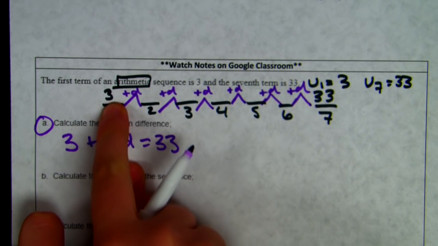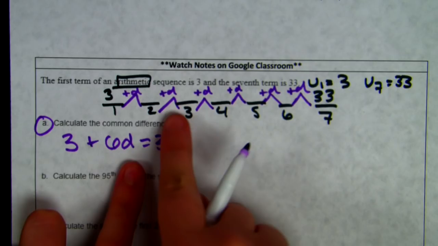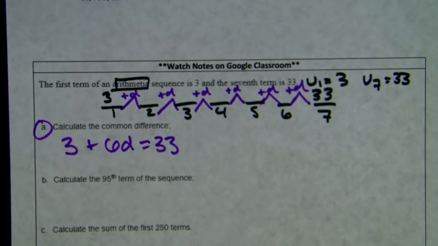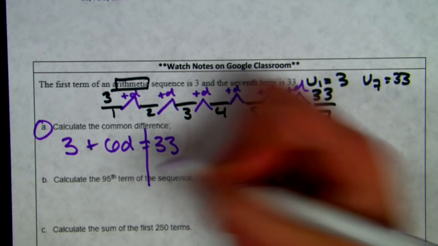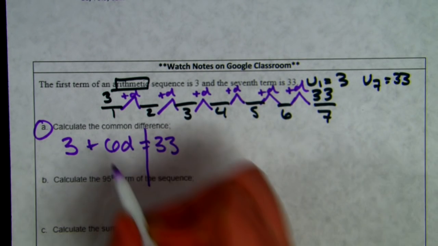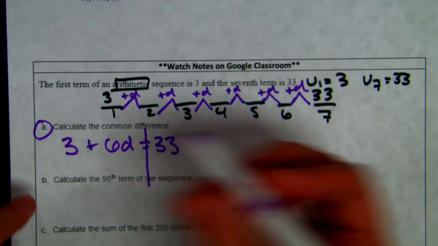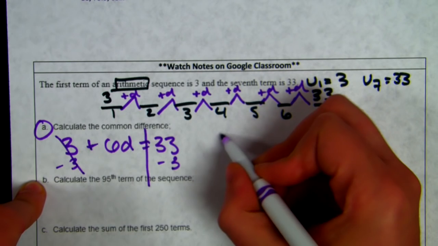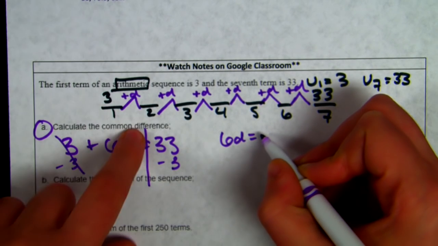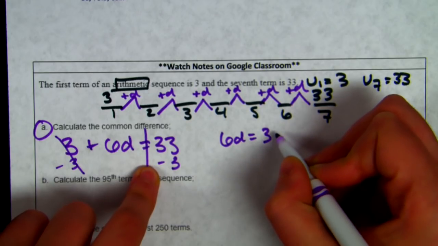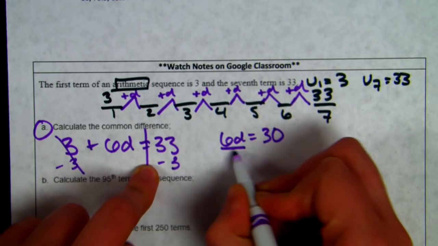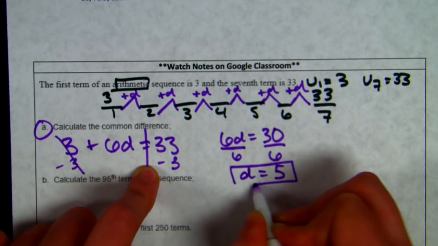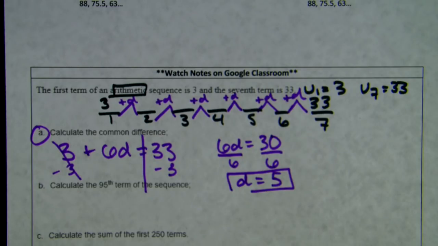So once again, I started at 3, added my common difference 1, 2, 3, 4, 5, 6 times to get to 33. Now I just have to solve to get d by itself. So if I draw my line here, we're using SADMAP if that is a familiar concept, but I have to subtract 3 from both sides first. I'm just going to move it over. This cancels out. So I have 6d equals 33 minus 3, which gives me 30. I divide both sides by 6, and d equals 5. So I know that my common difference is going to be 5 each time.